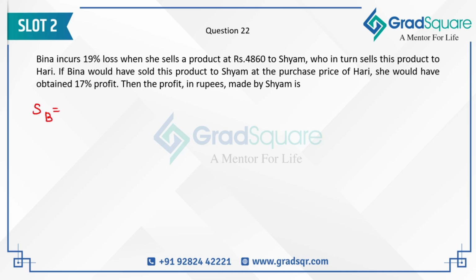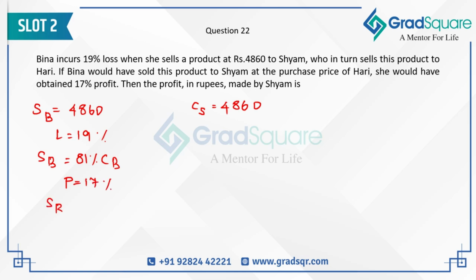Beena's selling price is 4860 at a loss of 19%, and the selling price of Beena is nothing but the cost price of Sham, which is 4860. Now selling price of Beena is 4860 at 19% loss, that is this selling price is nothing but 81% of the cost price of Beena. If Beena wants to earn a profit of 17%, then she must have sold the product at 117% of the cost price. The price would be what? Now 81% of the cost price of Beena is 4860, and 117% of cost price of Beena should be what?